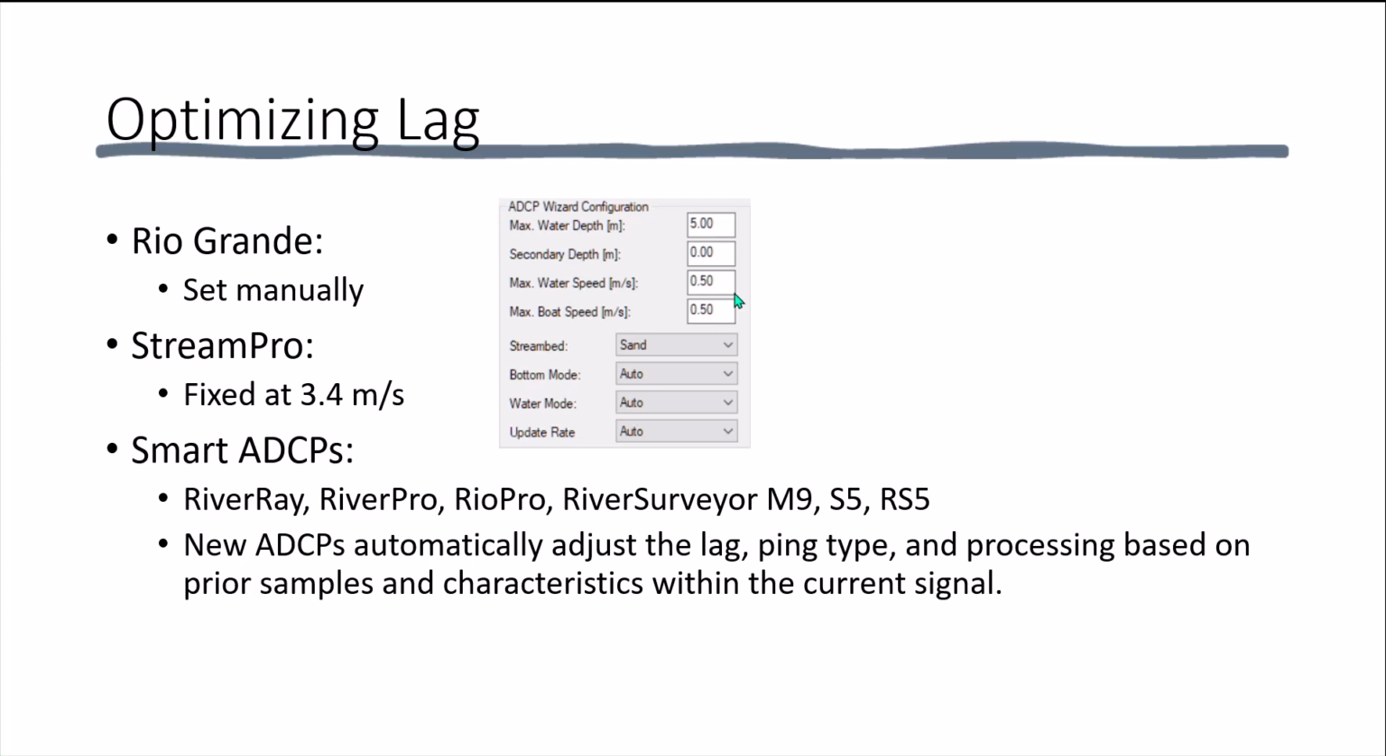The StreamPro has a fixed ambiguity velocity of 3.4 meters per second, except at shallow, low flow, where a pulse coherent mode may be used. Smart ADCPs, such as the RiverRay, RiverPro, RioPro, and RiverSurveyor M9, S5, and RS5 automatically adjust lag, ping type, cell size, and processing based on the prior samples and characteristics within the current signal.